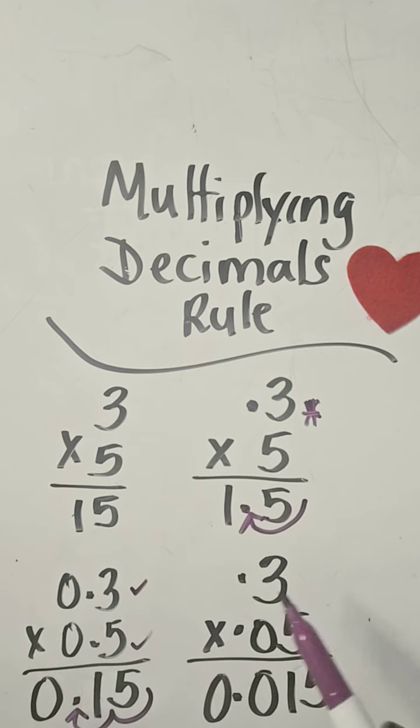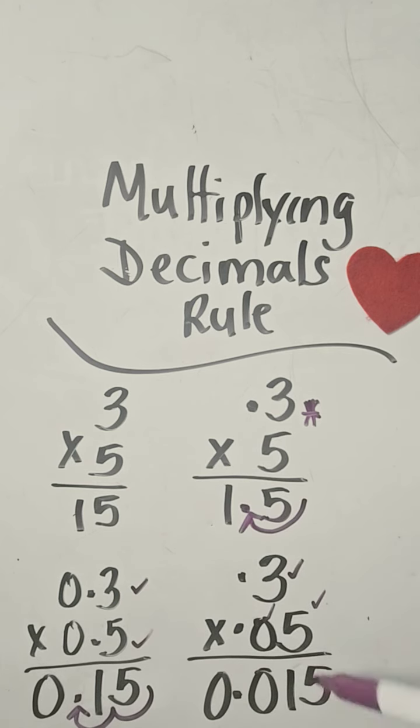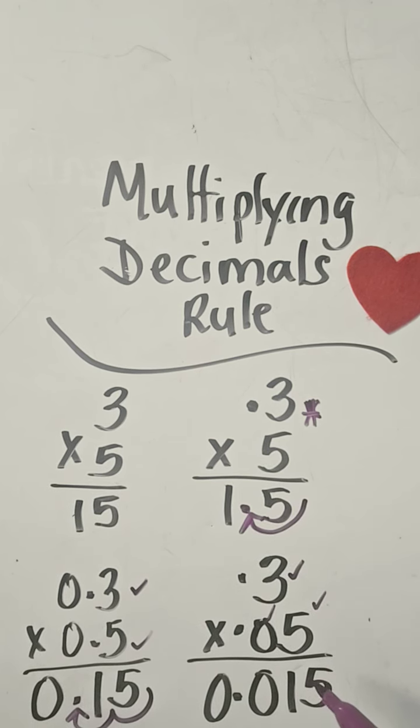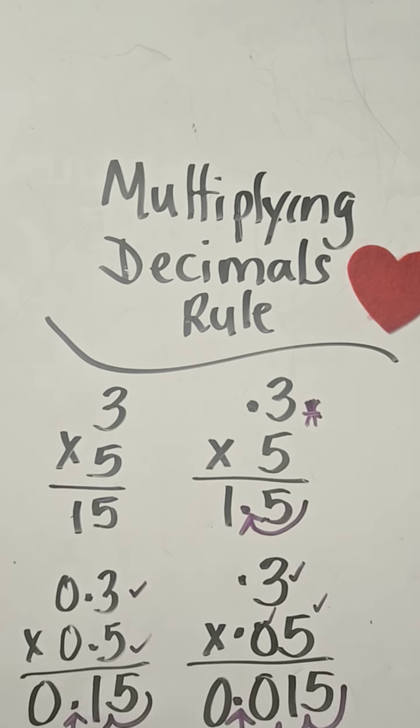Here's your last one. 0.3 times 0.05. So again, you need 1, 2, 3 places behind the decimal. 3 times 5 is 15. You must have 3 places behind the decimal. So if you got 3 times 5 is 15, you got to add a 0 to make it. So I start in the back and I count 1, 2, 3 places. So my answer is 0.015.